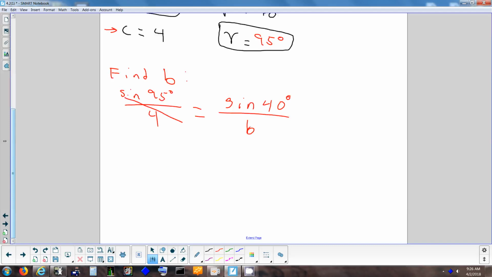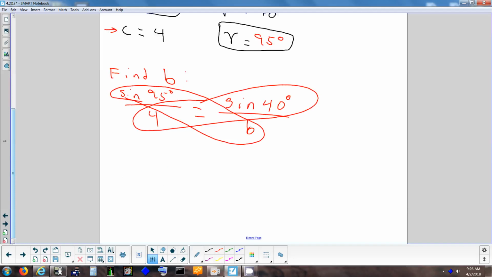So you're going to get B sine 95 equals 4 sine 40. Now, if you want to write that step down that I just said, that's fine. Or if you jump right to the last step, that's fine too. Maybe I should write it down. So we get B sine 95 equals 4 sine 40. If we write that down, now we still have one more step to get B by itself.